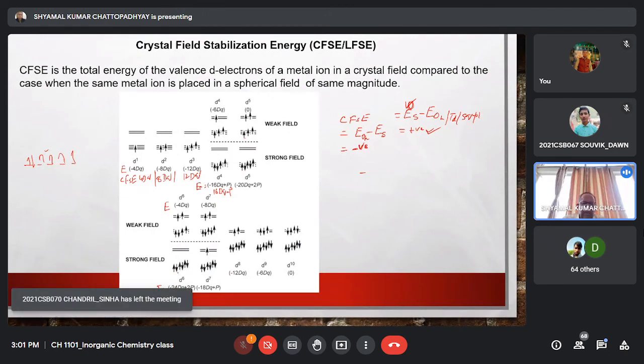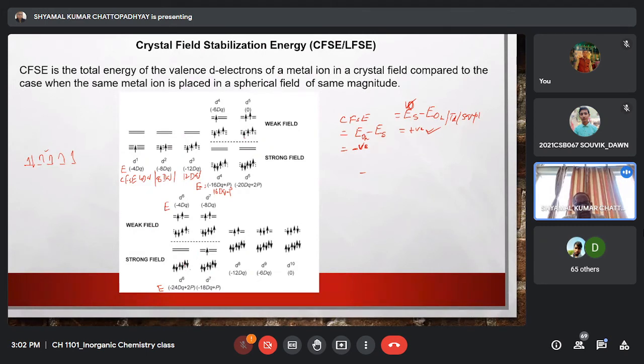Though there are 3 paired electrons, comparing with the spherical system, there was one pairing. In the strong field case, that means low spin case, we have 3 pairings. So what is the additional pairing? 2 pairings are additional, so we add plus 2P as the additional energy. Please remember, students make a mistake here. They just look at it and add 3P. You have to always compare pairing with respect to the spherical field. So first of all, you have to draw the corresponding spherical field diagram and compare what is the additional pairing.